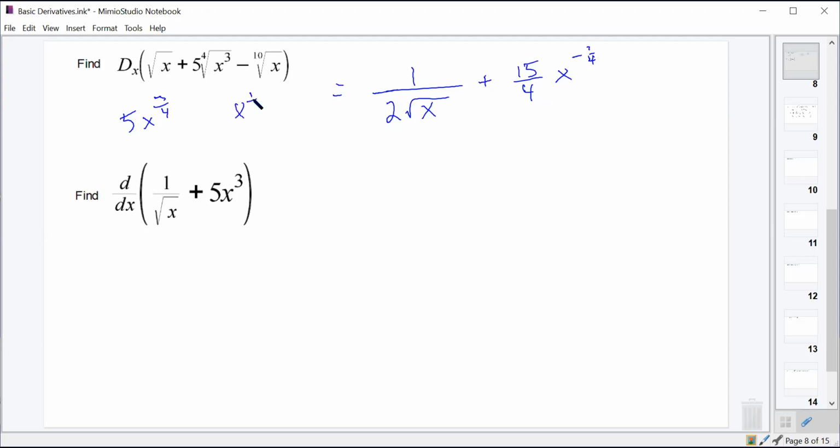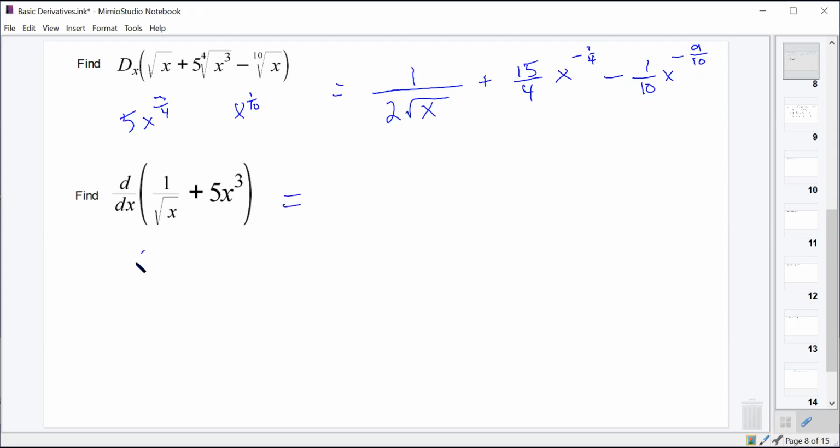And this one is x to the 1/10, right? Which should become minus, because it's a minus, right? Minus 1/10 x to the negative 9/10. And if you wanted to drop that x into the denominator as a 10th root of x to the 9th, that'd be fine, but this is also good.